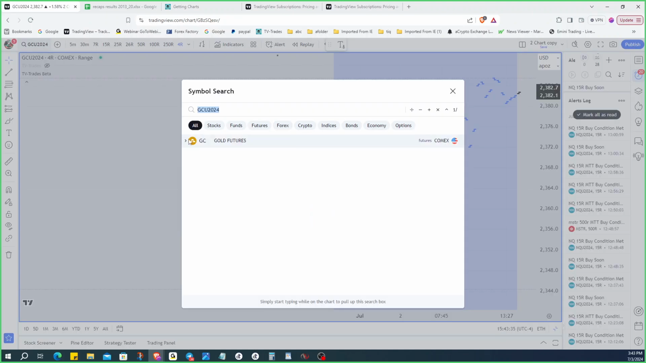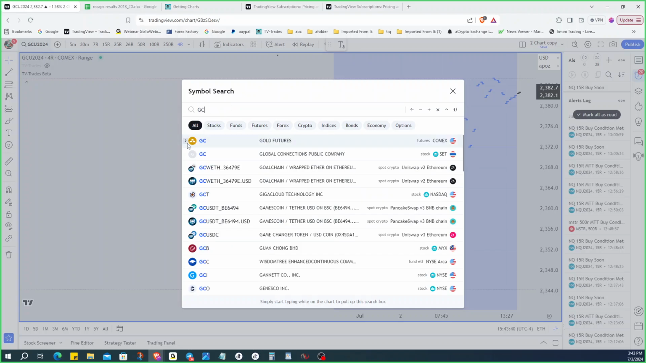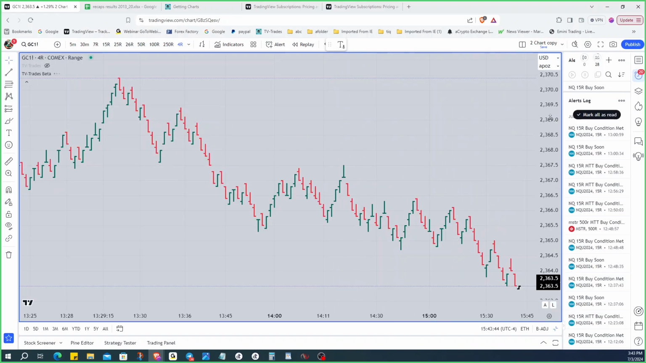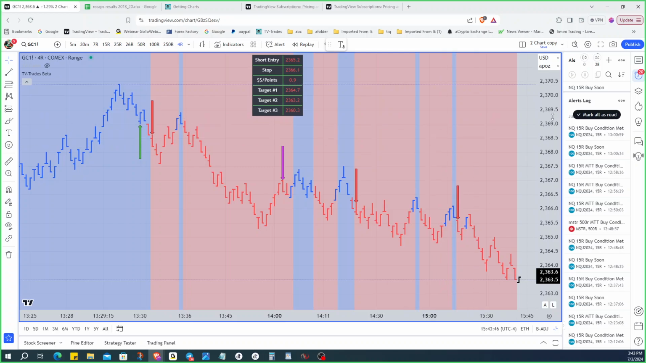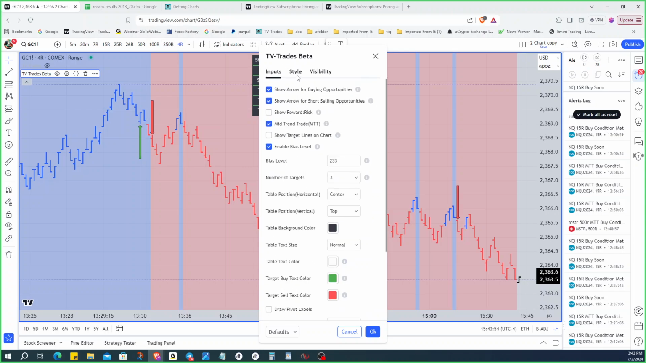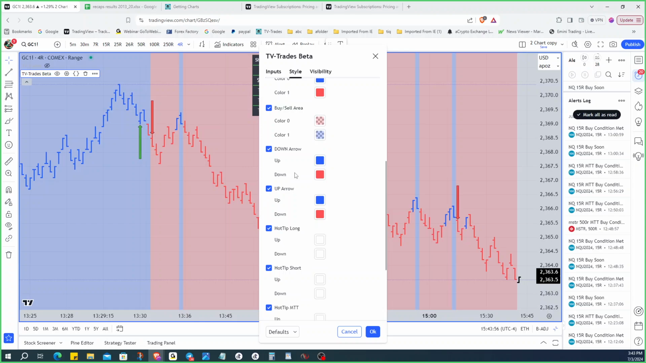See, in this case right here, because I don't know which one, I can just do the leading one. I can just do GC1 exclamation point. It's going to put me on the leading contract. Alright, so this is what gold looks like on a 4 range. And if I put it on the 4 range and I put the hot tips on, I don't know what that's going to look like, but let's just see.